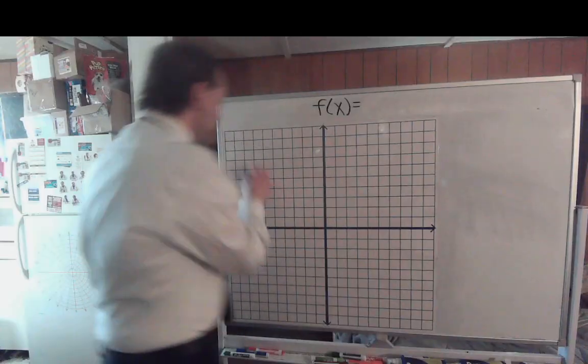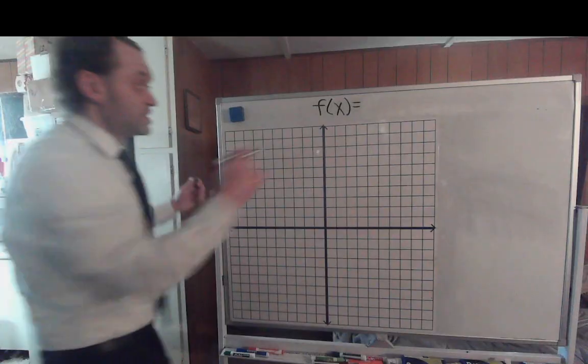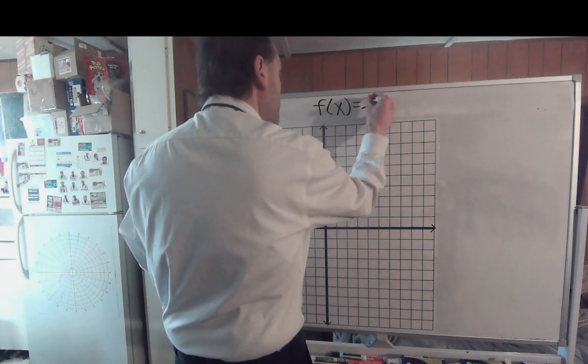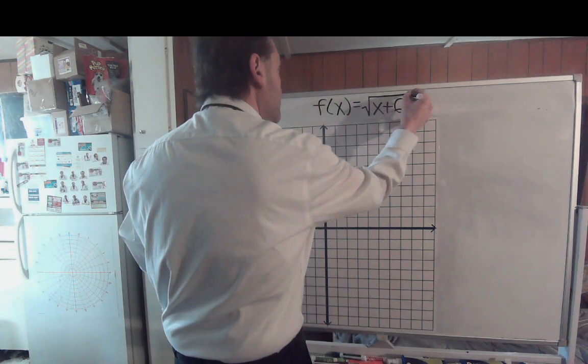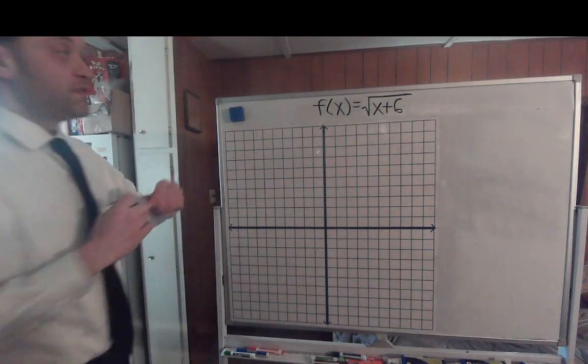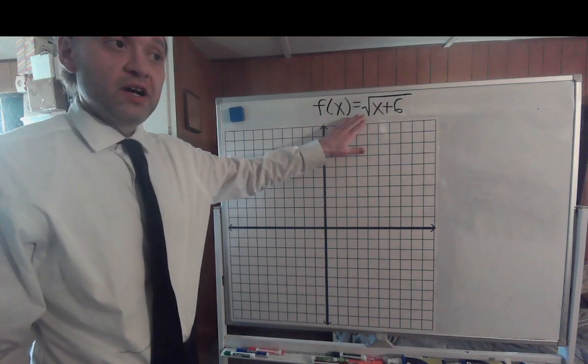All right. Now here's a different one. f of x equals the square root of x plus 6. All right, so f of x equals the square root of x plus 6. So this is about to get very interesting.